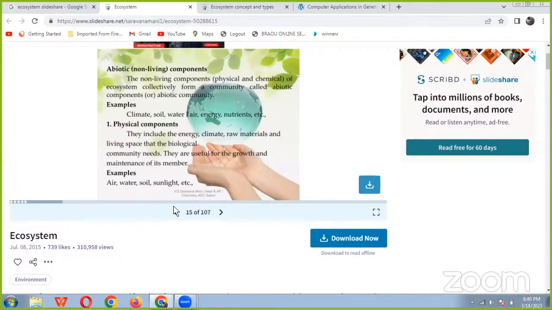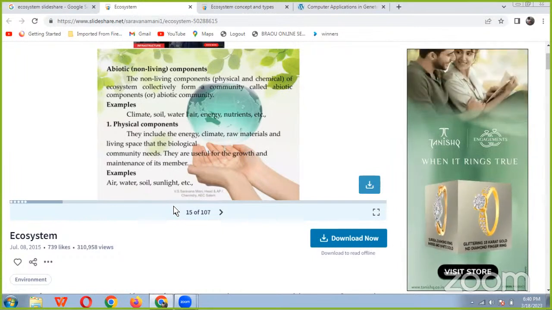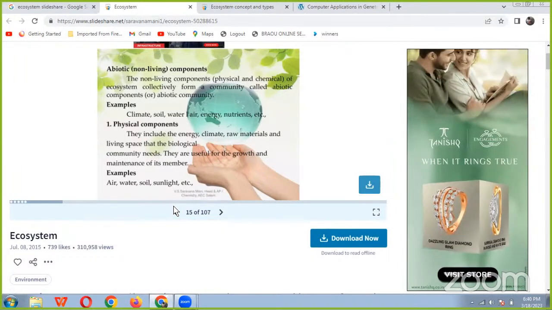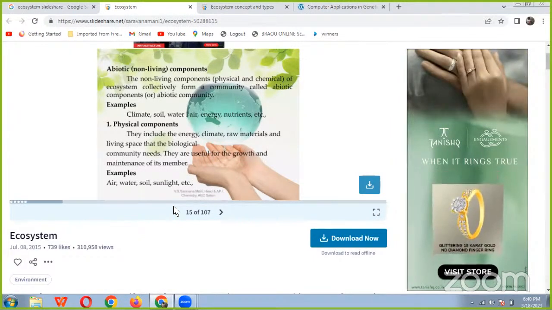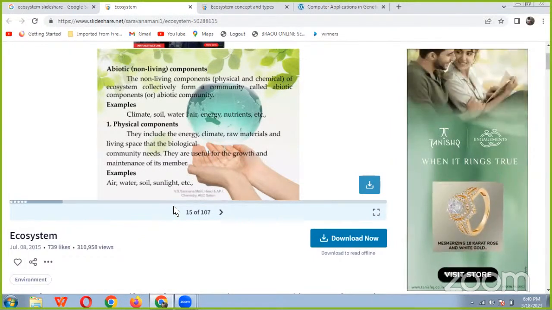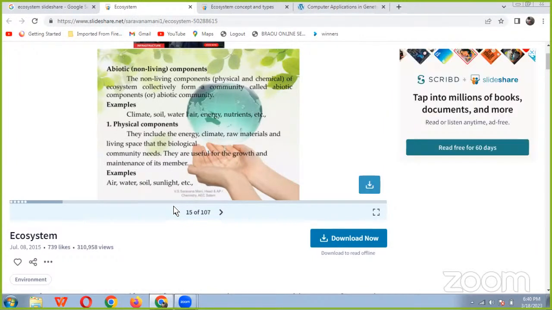The producers are the plants, and the consumers are the animals. There are different types of consumers: plant eaters, meat eaters, primary consumers, secondary consumers, tertiary consumers, primary carnivores, secondary carnivores. Decomposers mainly decay the food materials. They convert complex compounds into simple organic compounds that can be used by some microorganisms: fungi, actinomyces, bacteria. These are all the biotic components.